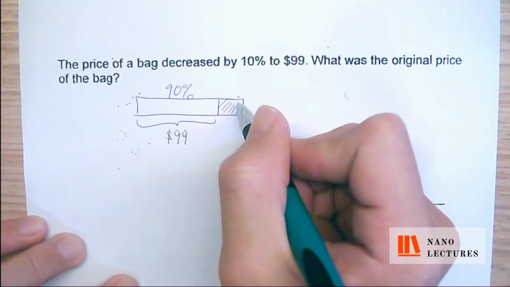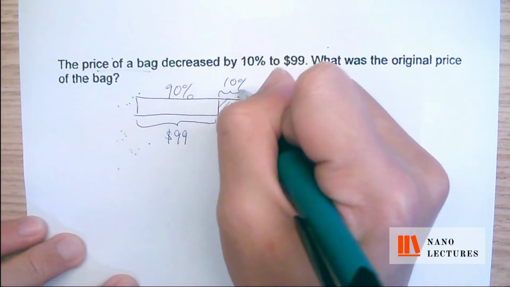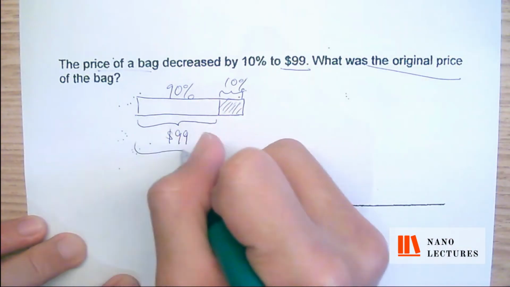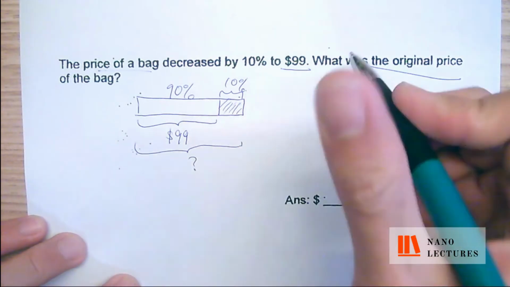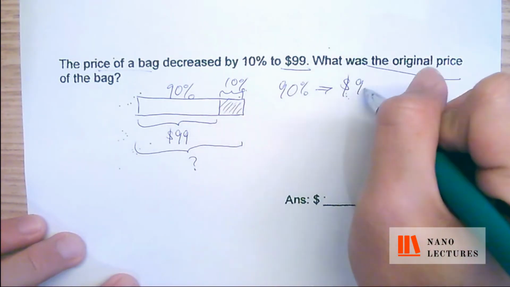Okay, so they are saying that the price decreased by 10%, so it decreased by this 10% to $99. So they say, what was the original price? Ta-da! Put a question mark to the 100%. Easy, easy. 90% arrow, $99.